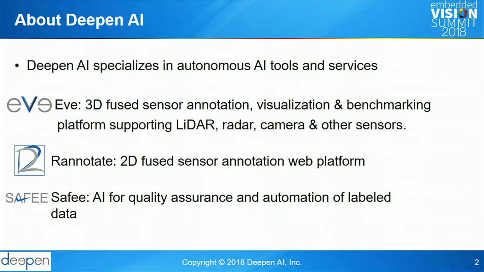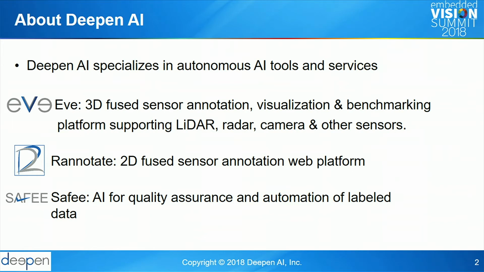Just a little bit about us at Deepen. We're trying to be a picks and shovels of autonomy company, building tools, infrastructure and services that are required across the autonomous stack. So we don't build any autonomous products ourselves, but we help our customers do that. And we have 3 products.